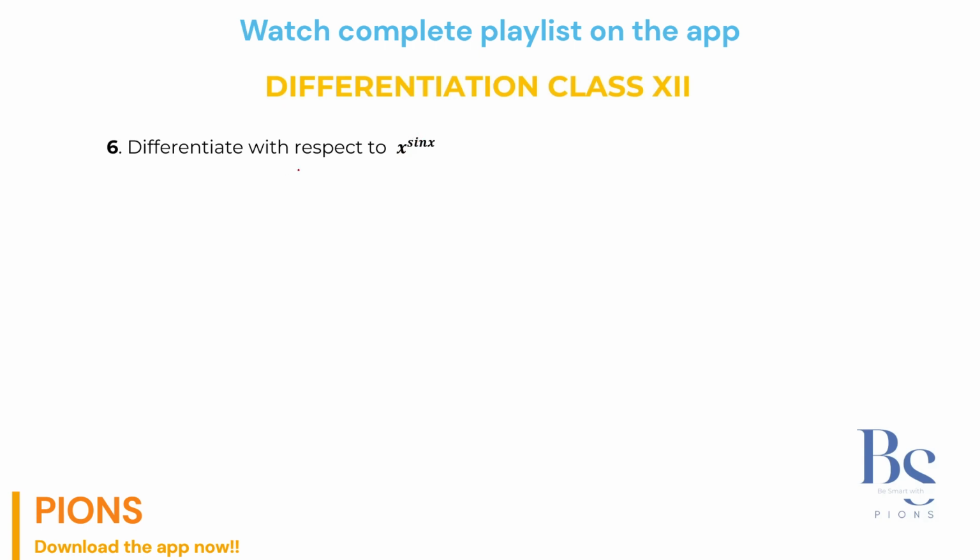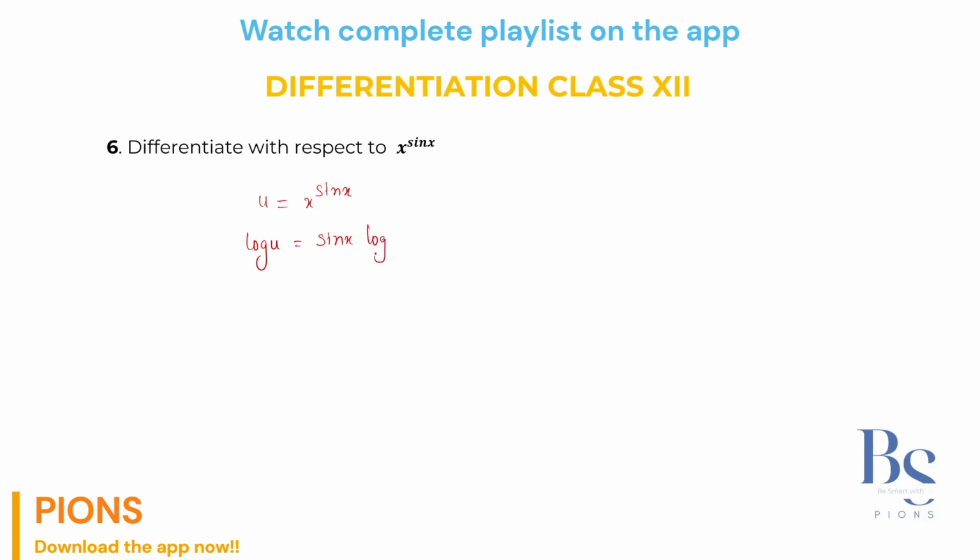Again, I am repeating this technique which we are using right now in question number 6, that is for function to the power function. Sir, what to do in function to the power function? We simply take it as u or v. u is equal to x raised to sin x. Let me be very clear with this. So now if I take log on both sides, log of u equals sin x log x.